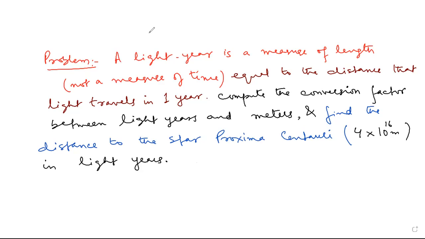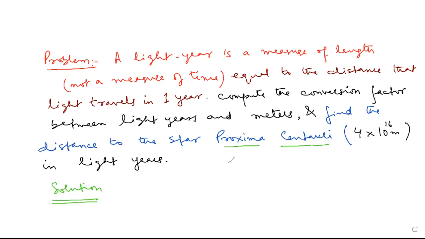First, understand the question. This question gives you some information. It gives you the definition of light year. Light year is a measure of length, a unit of length. It is not a unit of time. By definition, it is the distance that light travels in 1 year. That much distance is called 1 light year. The second information is about a star called Proxima Centauri, which is 4 into 10 raised to 16 meters away from us.